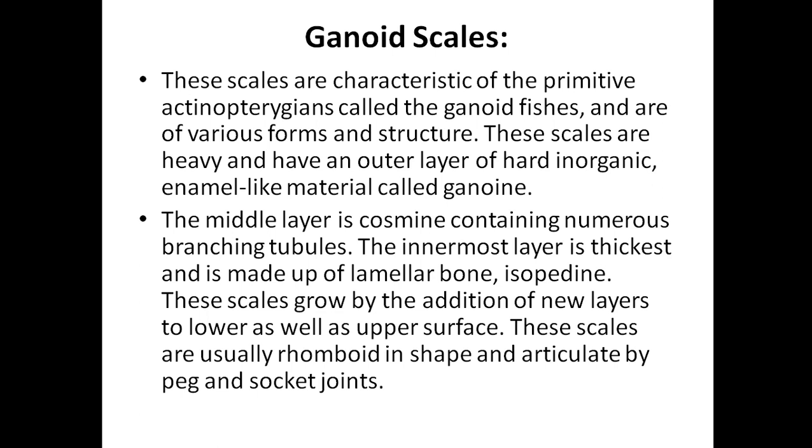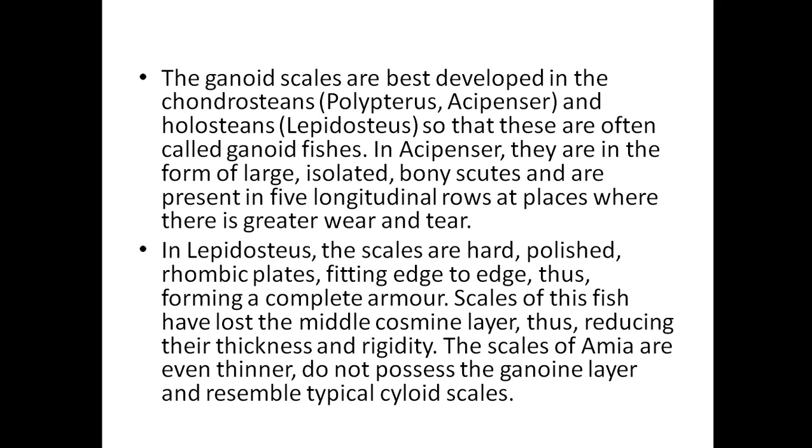And these scales are usually rhomboid and articulated by a peg and socket joint, like this. These ganoid scales are very well developed in Polypterus, Acipenser and Lepisosteus. So that's why this group, the chondrosteans and holosteans, are popularly called ganoid fishes.